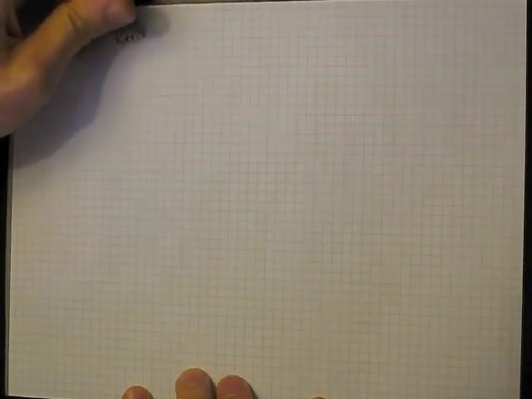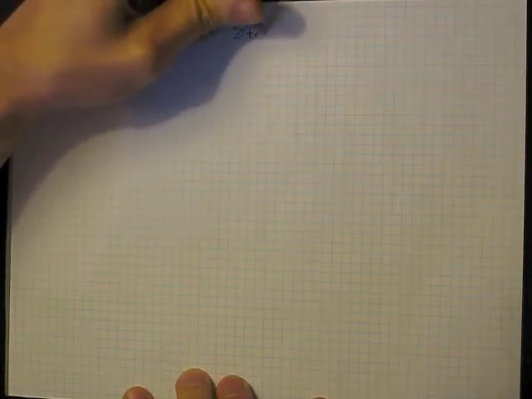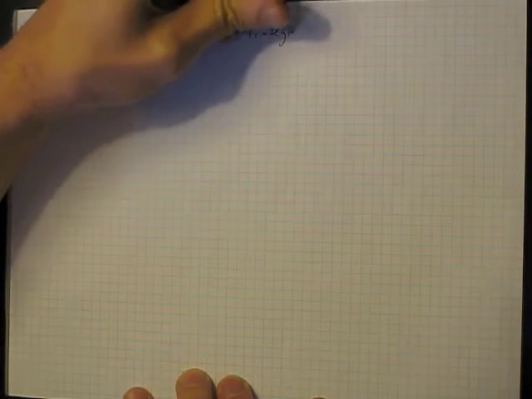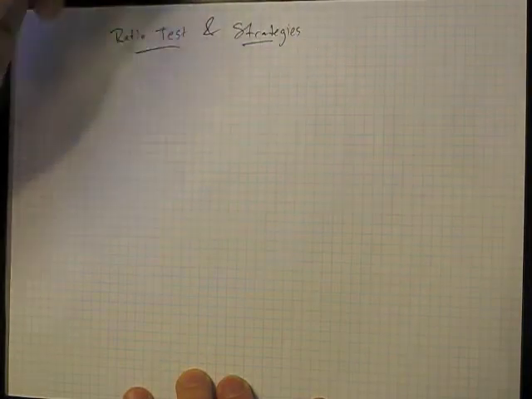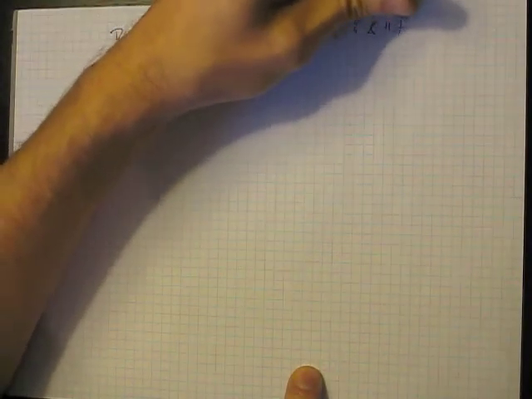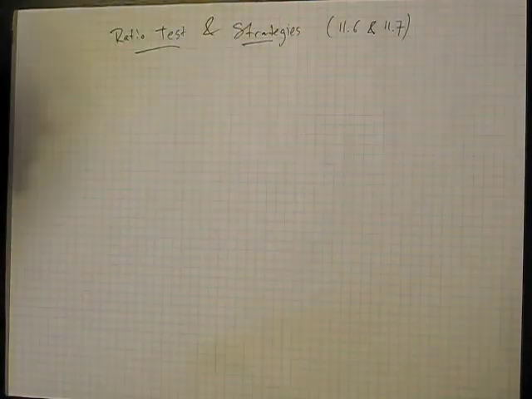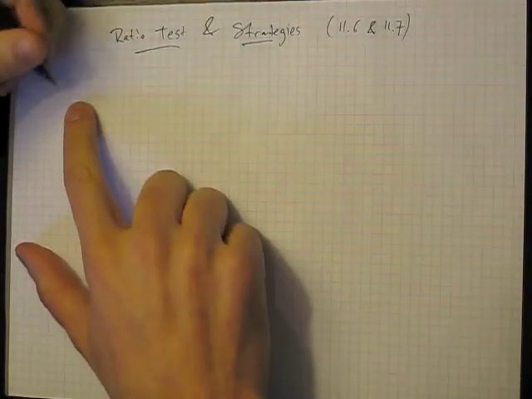So this is the ratio test and strategy. So the ratio test and strategies. Roughly speaking, this is 11.6 and 11.7. Okay, and all of that shows up. Okay, good. So you guys will remember what the ratio test says.